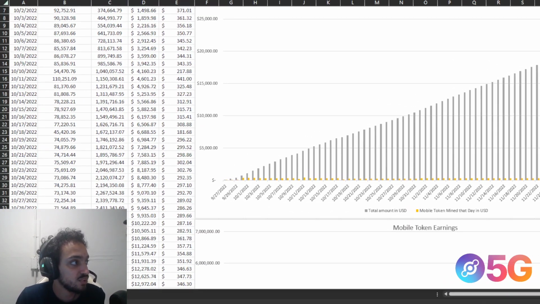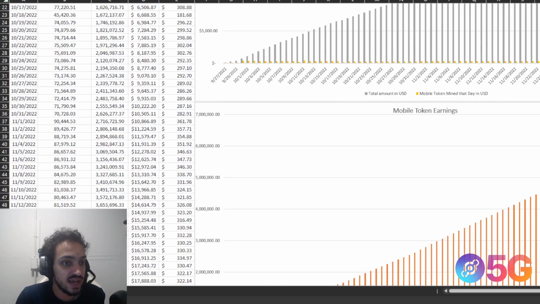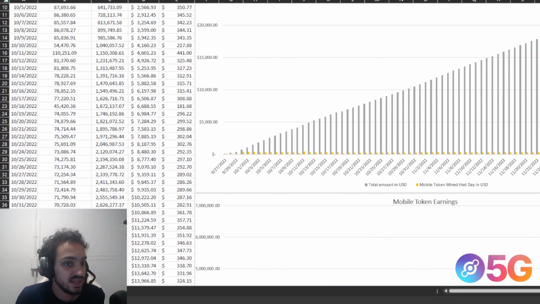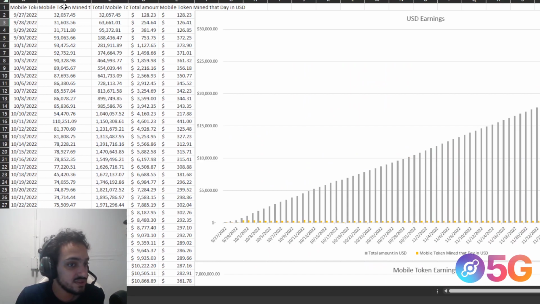If you look at the other part of the graph, this is where I have the actual data, and you can see in detail for every day how much I earned in mobile tokens. As you can see here, mobile token mined that day. So the first day was the 27th of September. I made 32,000, and in total I made, that was the first day, so the total was the same amount, and the total amount in dollars was 128. So that was the first payment that I got on that day.